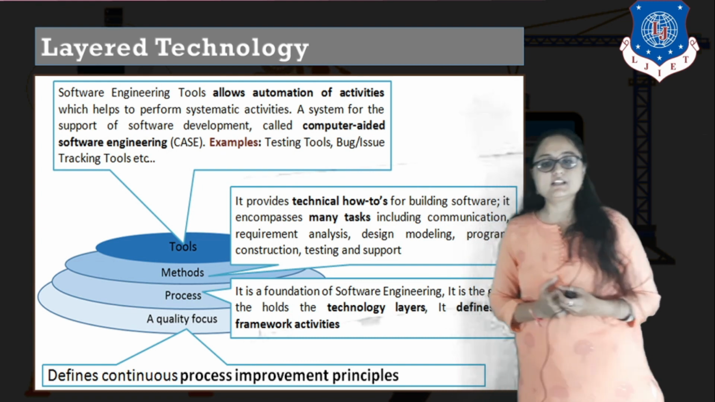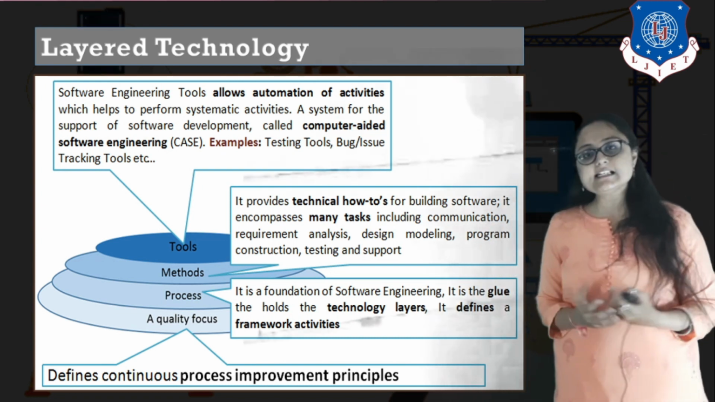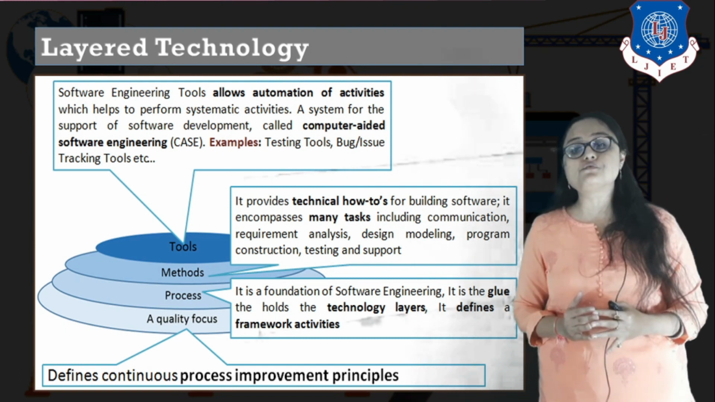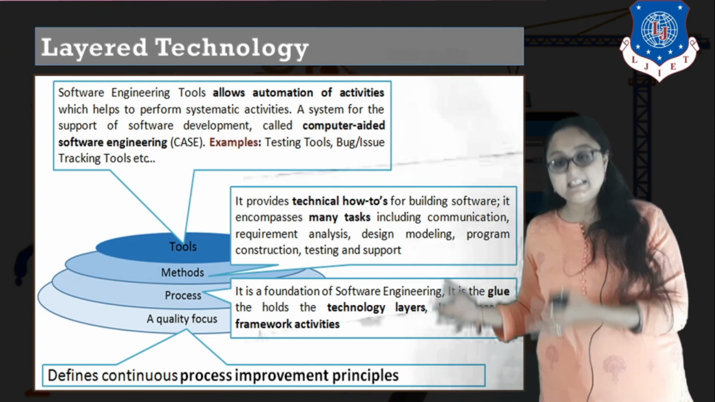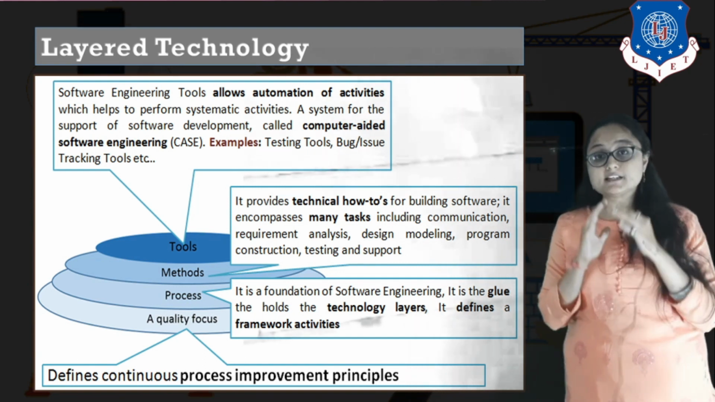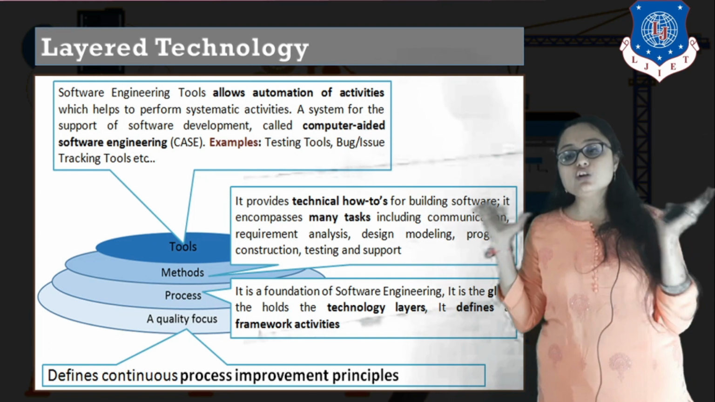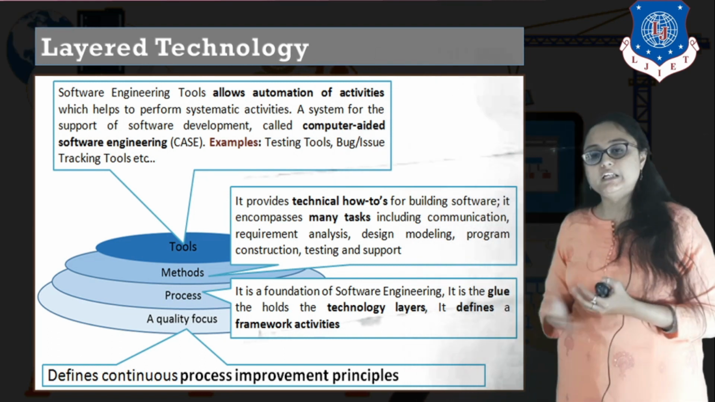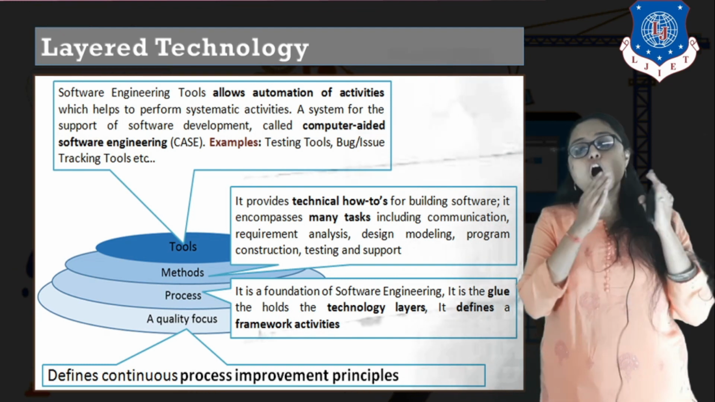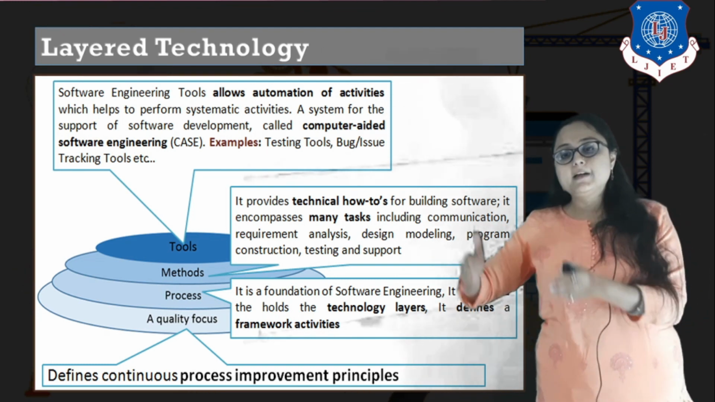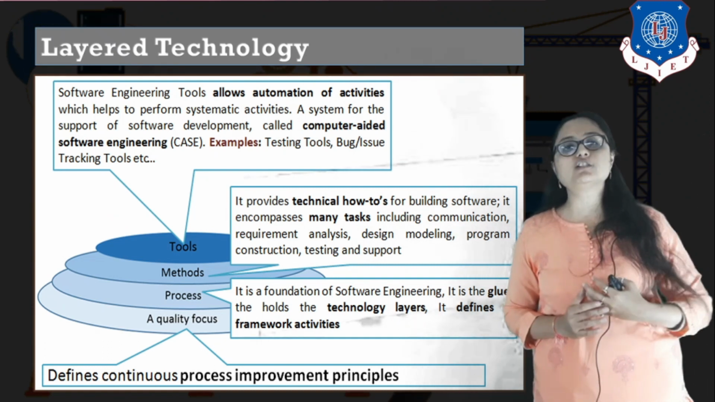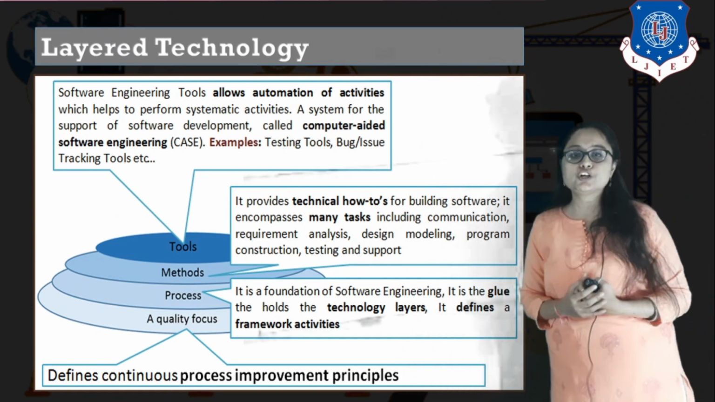The second is process. Process is a combination of activities, actions and tasks, and it is basically a glue, or a foundation, which holds together all the different layers. It defines the framework activities, that is, how your software will be accomplished. So all the activities that you are performing in a software come inside your process.